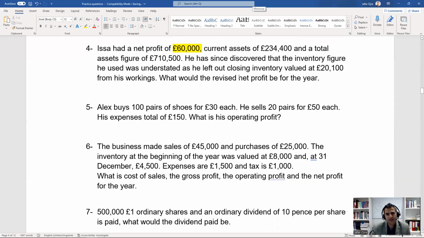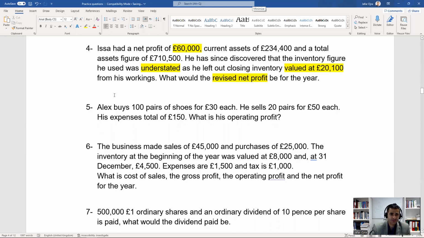But what happened? He has since discovered that the inventory figure he used is understated, as he left out closing inventory valued £20,100. So what would the revised net profit be for the year?